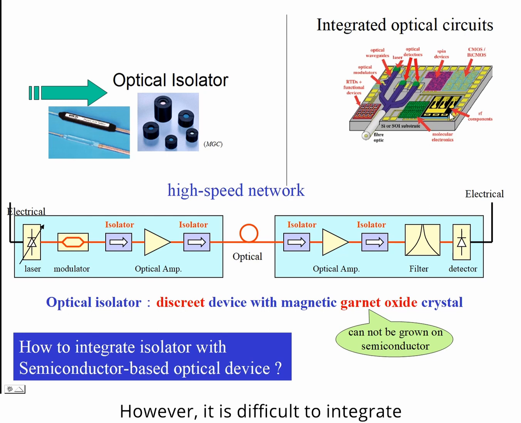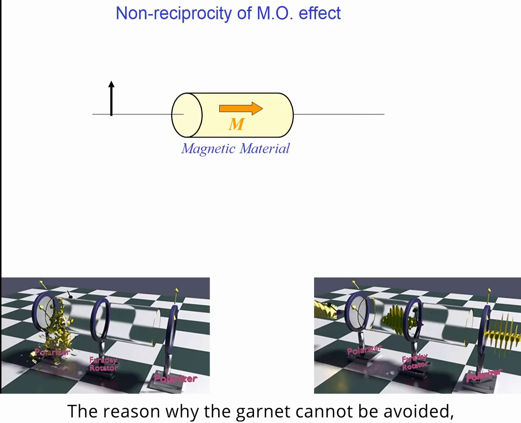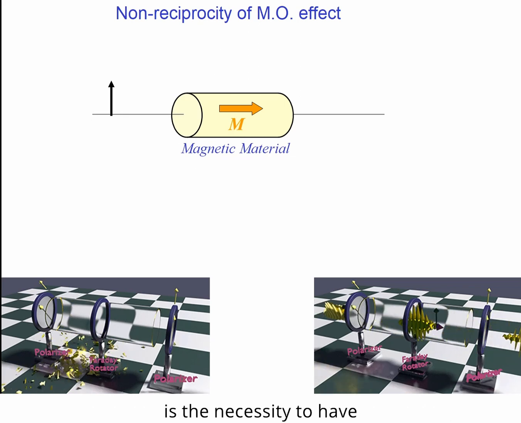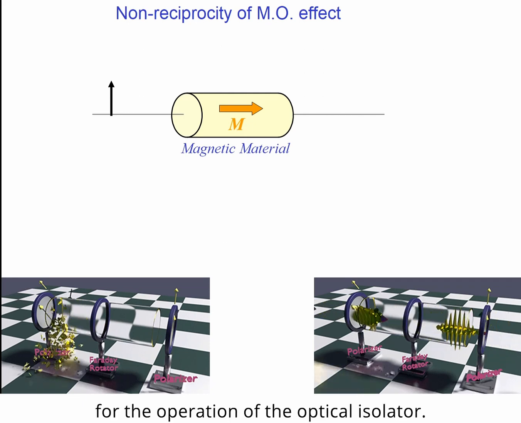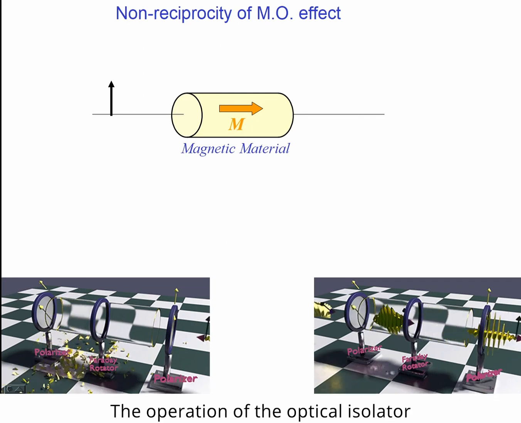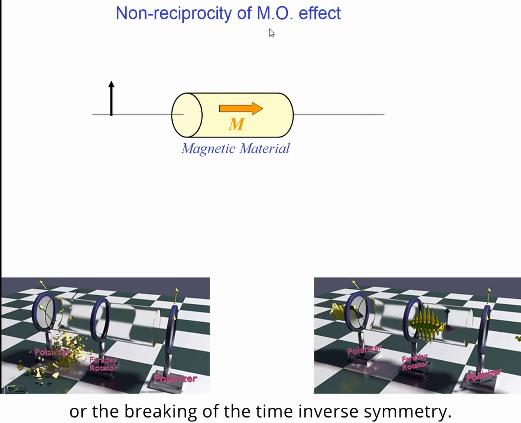However, it is difficult to integrate the optical isolator into a photonic integrated circuit with other optical components. It is because the fabrication technology of magnetic garnets is rather different from the fabrication technology of conventional optical components. The reason why the garnet cannot be avoided is the necessity to have a magneto-optical material for the operation of the optical isolator. The operation of the optical isolator is based on the non-reciprocal effect, or the breaking of the time-inverse symmetry.